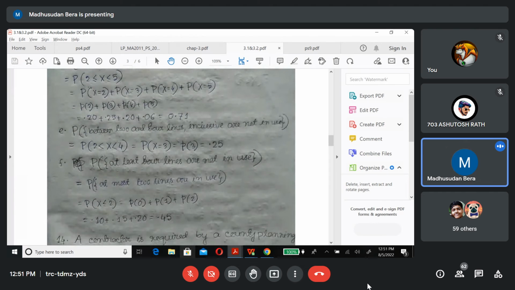Then at least 4 lines are not in use. At least 4 lines are not in use means either 4 lines are not in use, or 5, or 6. So total 6 lines. At least 4 lines not in use is the same as at most 2 lines in use. Same event. So at most 2, x less than or equal to 2. So P0, P1, P2. That way it is calculated.